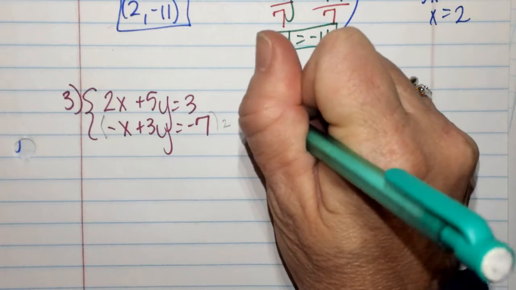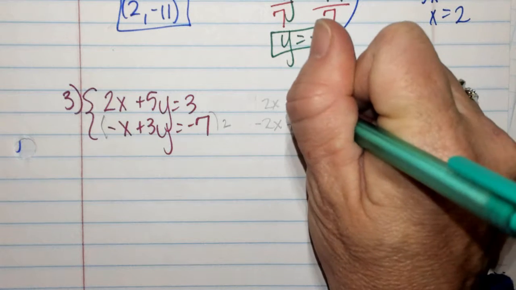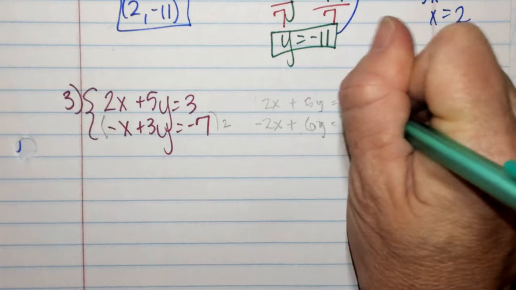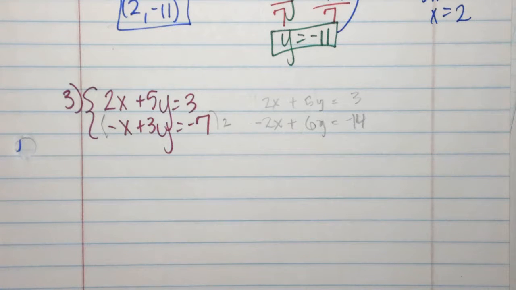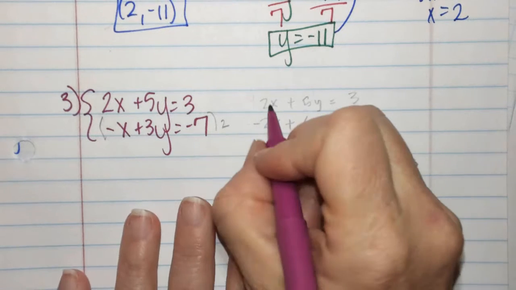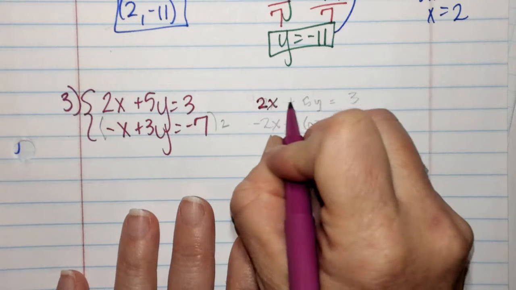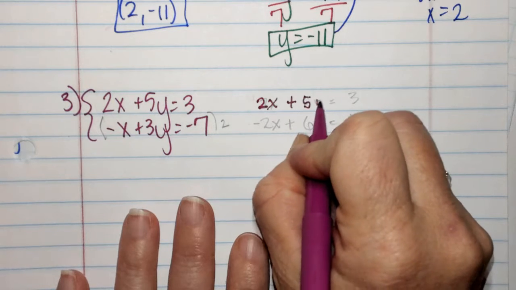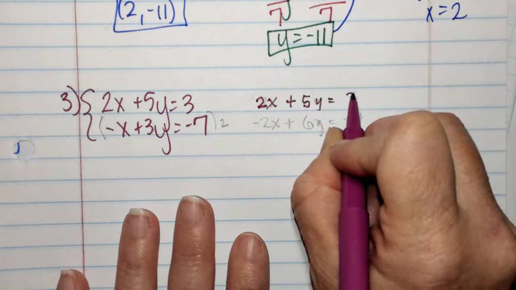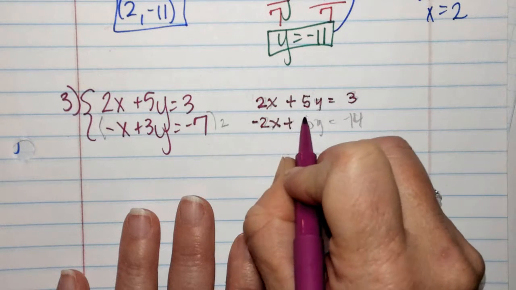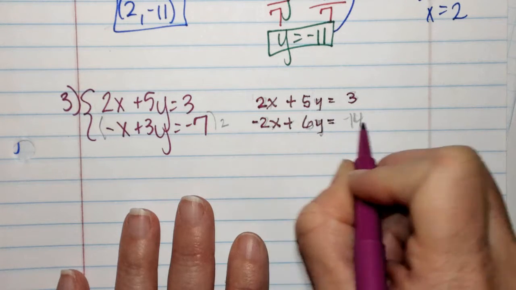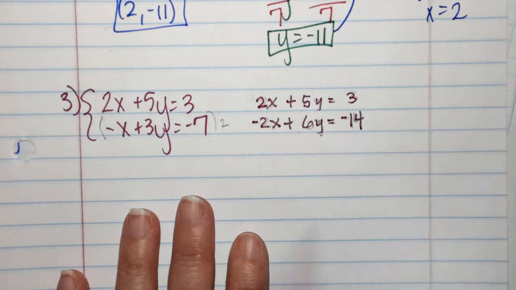What do we do next? Put the top row on top of it. Did that help us? Yeah, because now what's going to cancel? The 2 x's. So I'm going to commit to this. 2x plus 5y equals 3. Negative 2x plus 6y equals negative 14.